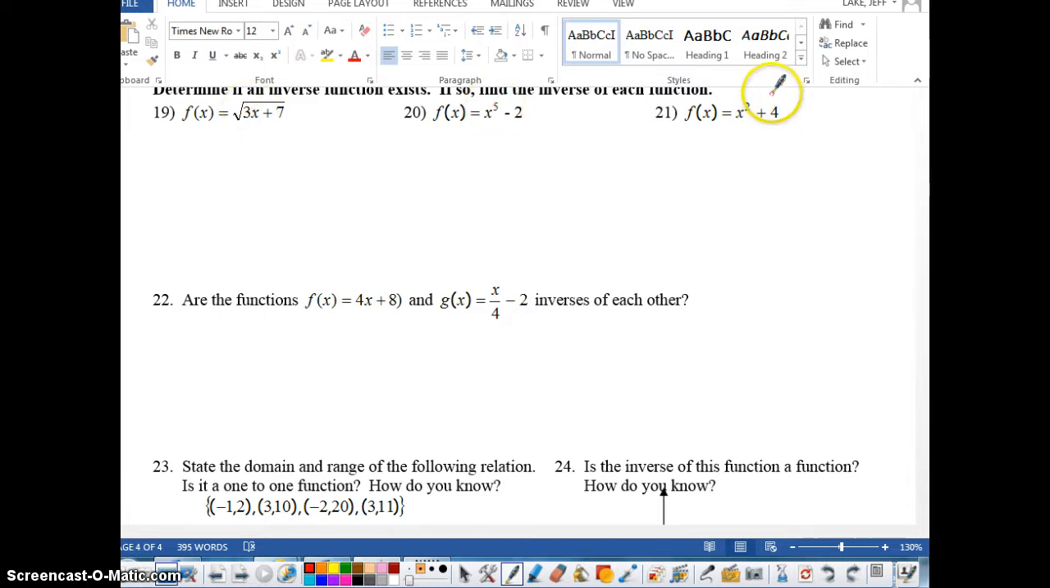So the first thing I notice is x squared over here. That one is not going to have an inverse function. So this one we're not going to have to go through and find it, because the inverse here is not a function.